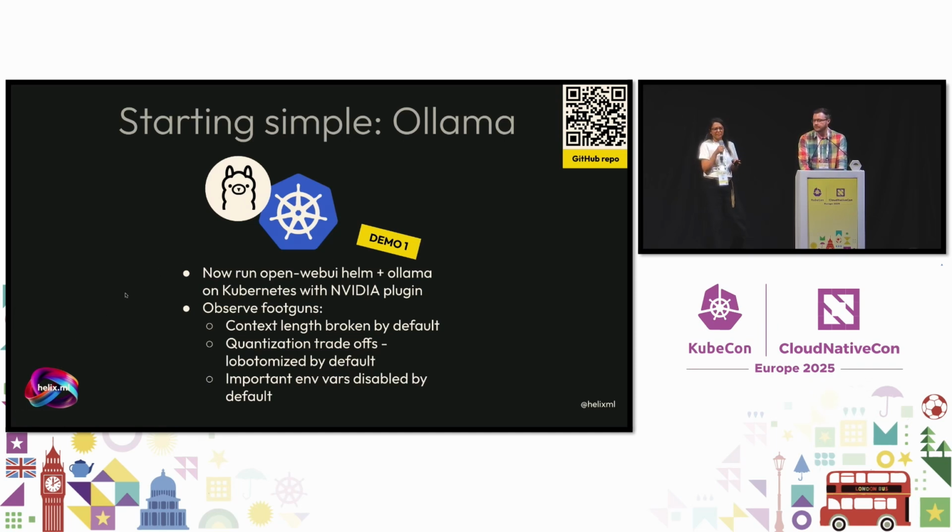Our first demo is going to pull in a very simple open source product called Ollama, which is predominantly used to test out LLMs. We're going to use a Helm chart to pull in Ollama along with Open Web UI. Over to Luke.